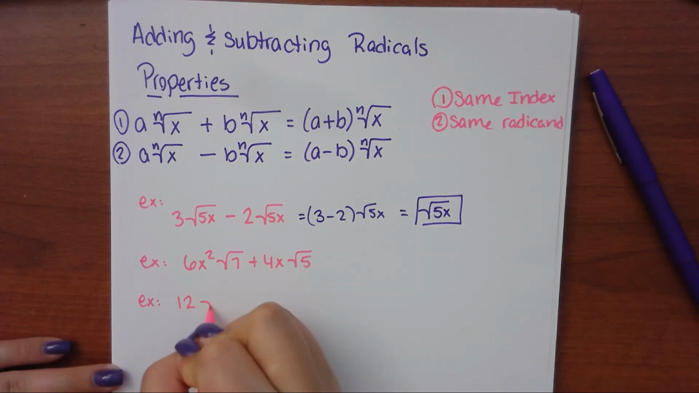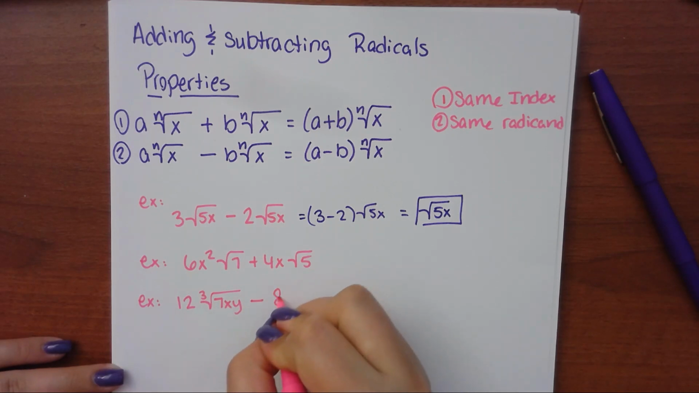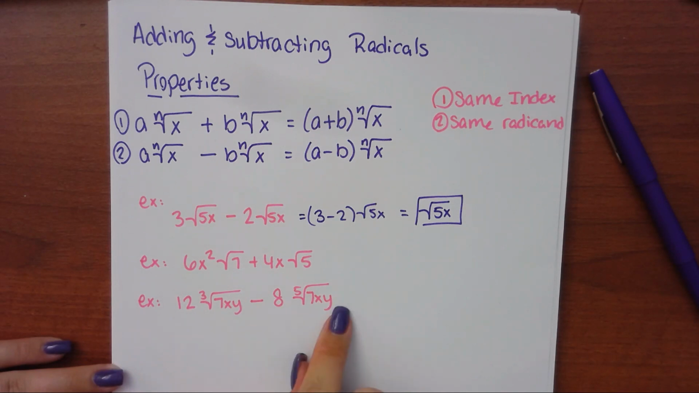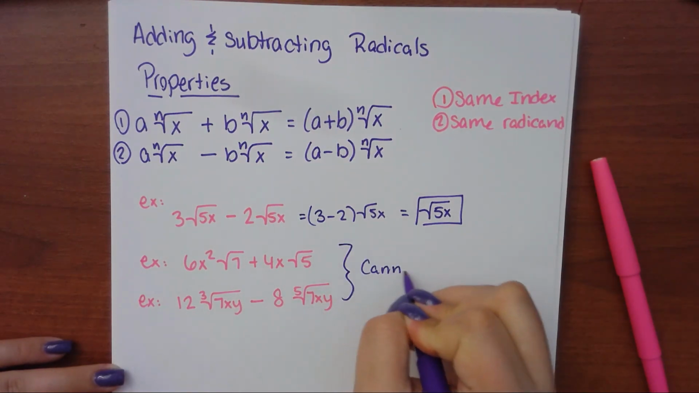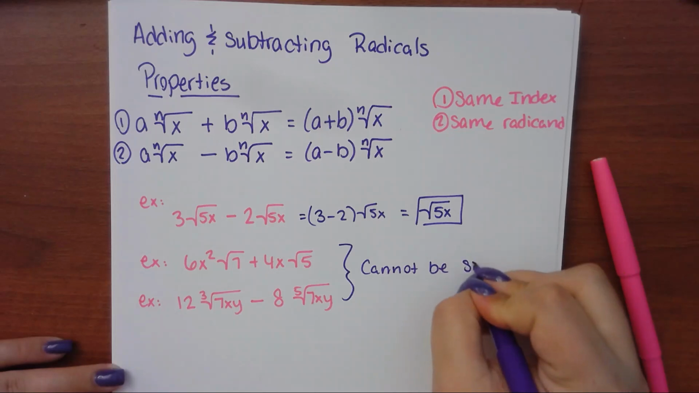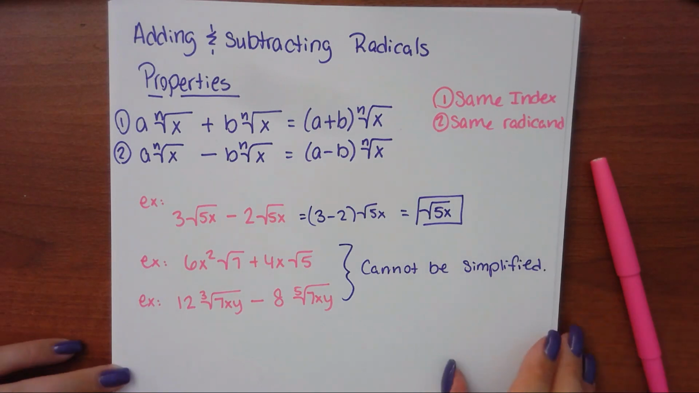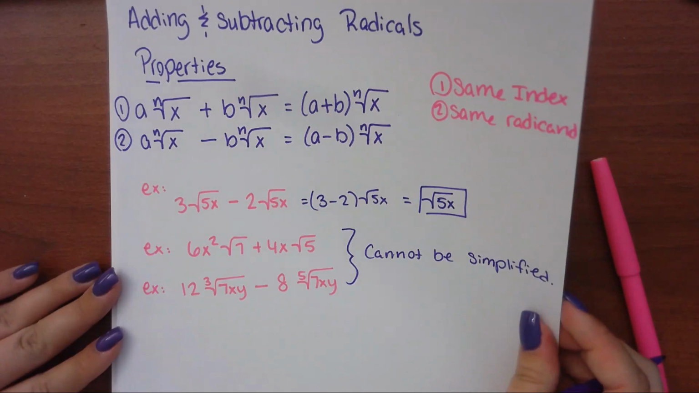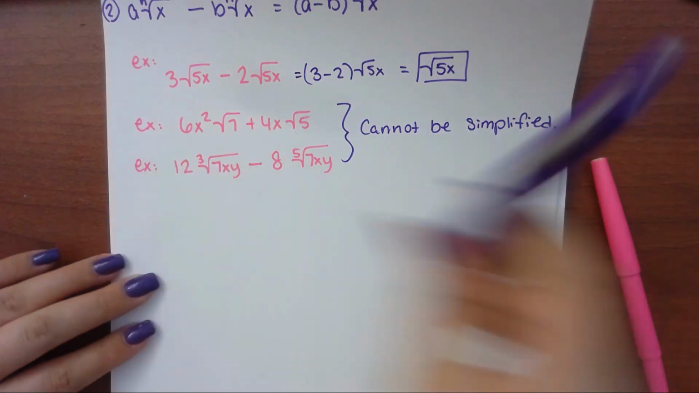Another example like that is this one. Let's say I have the cube root of 7xy minus 8 times the fifth root of 7xy. My radicands are the same, but my indexes are different. Because my indexes are different, these cannot be simplified, and there's nothing that you can do. You literally stop. So make sure that you're really paying attention to this, because there are some problems that you'll run into that are really, really easy, and you might simplify them without needing to.